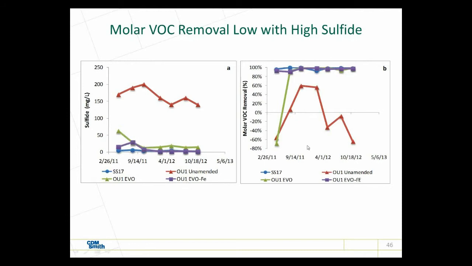If we look at total VOC removal, initially this EVO biowall, OU1, wasn't doing very well. This is this abiotic fraction of 0, but then it got up near 1. We're getting complete removal, whereas the unamended one is not doing well at all. And so this was one indication that sulfide was somehow associated with poor performance.